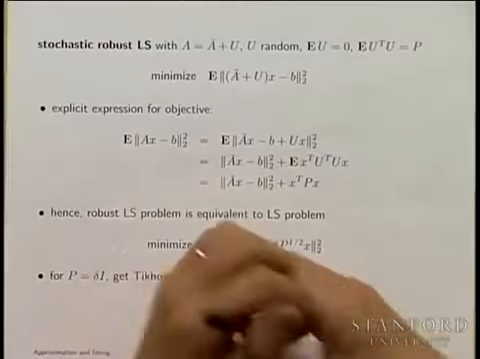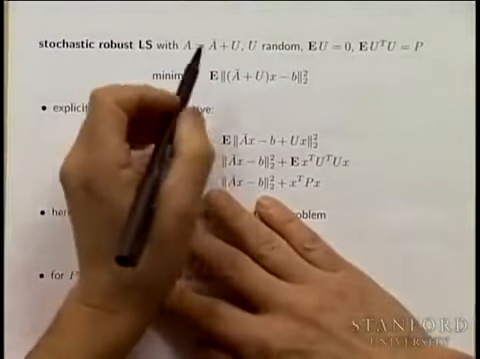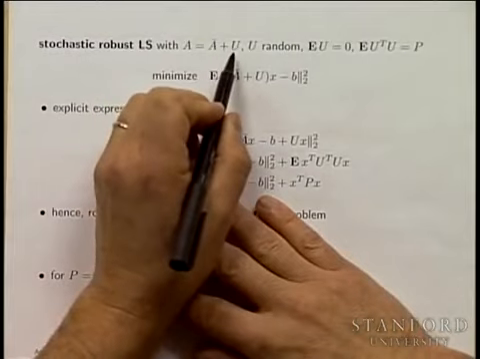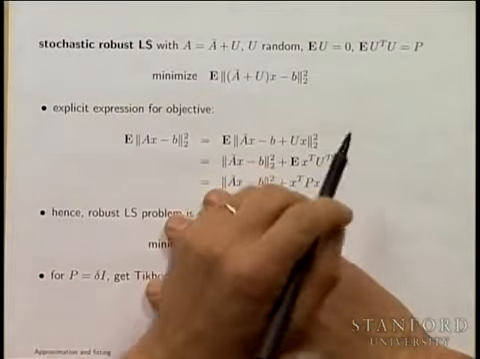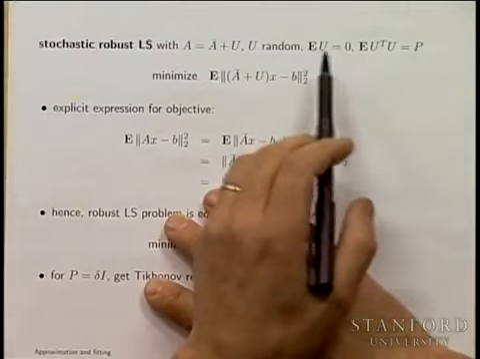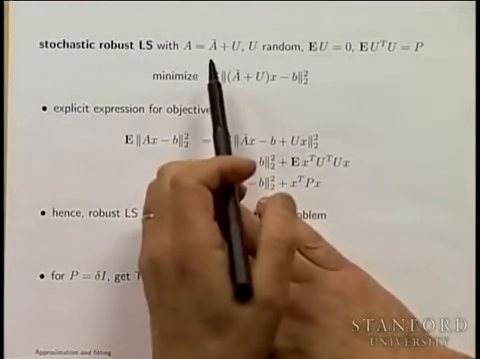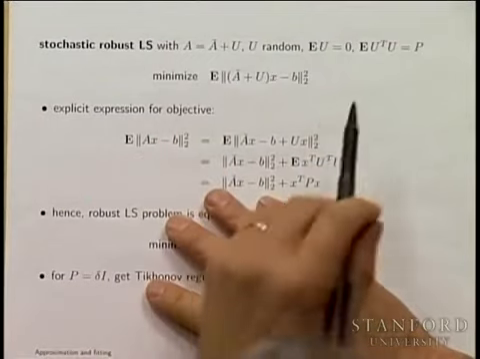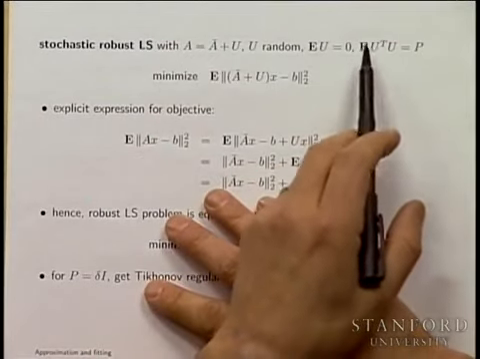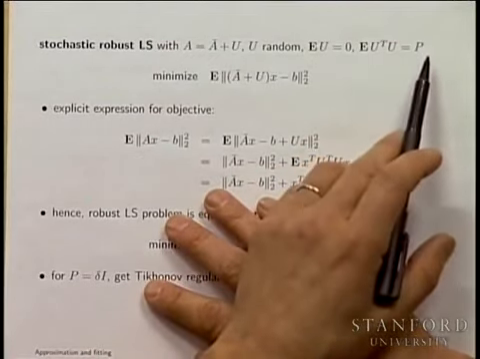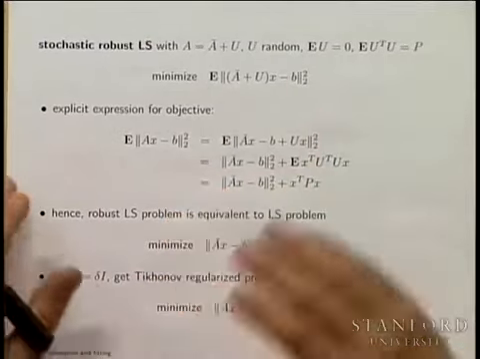The stochastic robust least squares, this is actually kind of easy. Let's take A as A bar plus U, where U is random, at zero mean, because if it didn't have a zero mean, I could plug that into here. So, in particular, expected value of A is A bar. It doesn't matter. And we'll have the expected value of U transpose U as P. Okay, so that's actually all we're going to need.